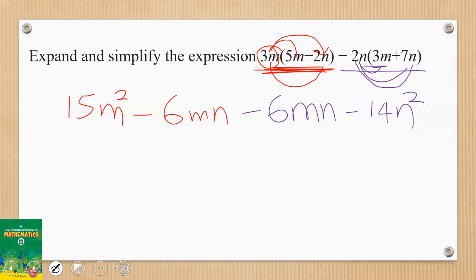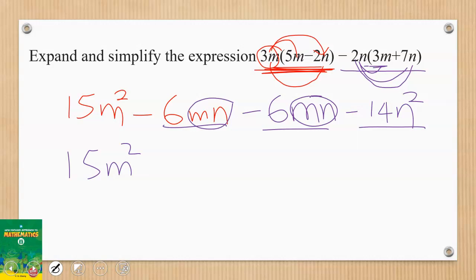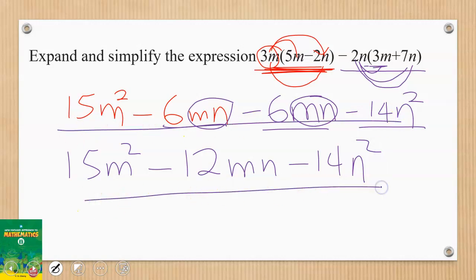Now, if we have like terms, we add or subtract like terms. You can see here that 15m squared is not the same as 14n squared, so we keep them. But negative 6mn minus 6mn are like terms because mn and mn are the same, and so we can just subtract by saying negative 6 minus 6 will give us negative 12. Then we maintain our mn, then minus 14n squared. And that answers the question. So we've been able to expand and we've been able to simplify it. Here, nothing more can be done. You can't add or subtract again because the rest of the terms are unlike terms.